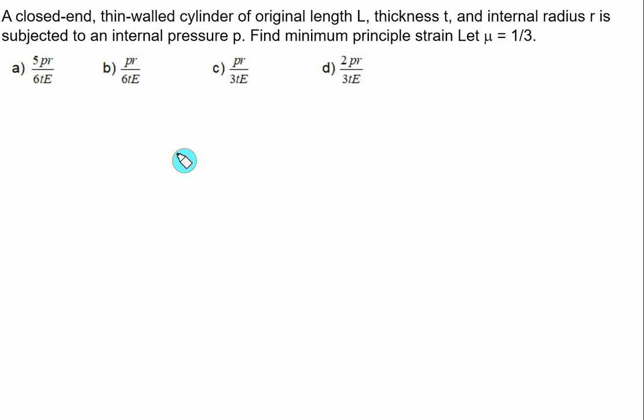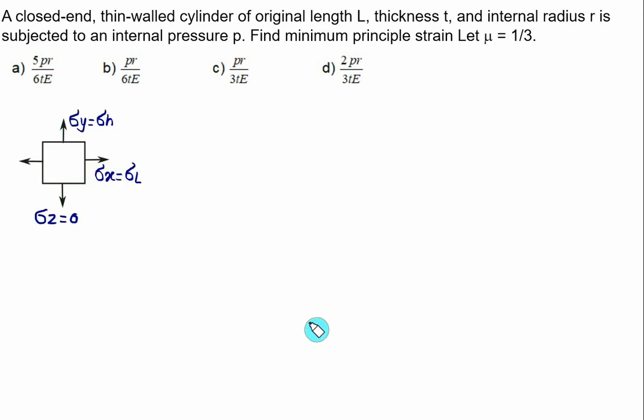A closed-end thin wall cylinder of original length L, thickness T, internal radius R is subjected to internal pressure P. Find the minimum principal strain, and we have given the value of Poisson ratio equal to 1 by 3. All answers are given in the form of R. We have a hoop stress equal to P into R divided by T.